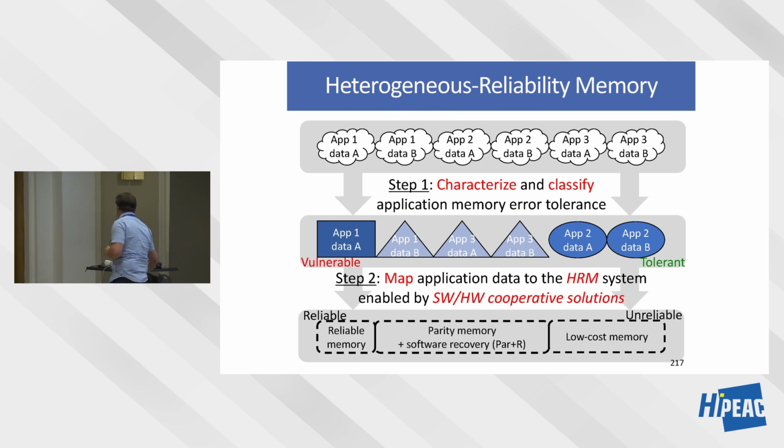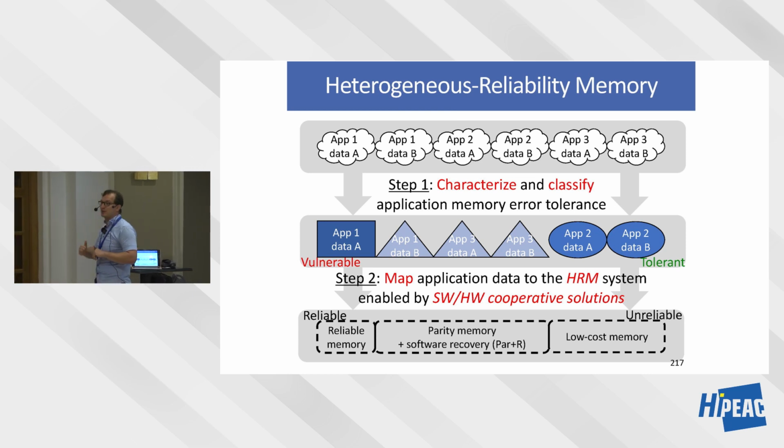So how does it work? Somebody annotates the applications and the data by characterizing and classifying application memory error tolerance. I'm going to give you another example of this soon. Different data is classified as vulnerable versus not vulnerable, and again, this could be a continuum. Then somebody maps the application data to the heterogeneous reliability memory system via software-hardware cooperation. And somebody designs the different types of memory. For example, reliable memory may have strong guarantees in terms of error rates. Low-cost, unreliable memory may have much weaker guarantees in terms of error rates. And then there could be other options in between that we discuss in the paper.